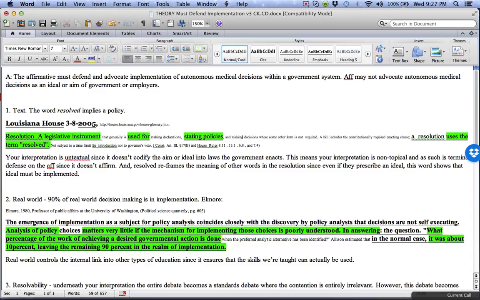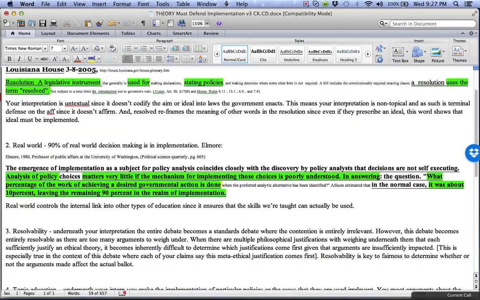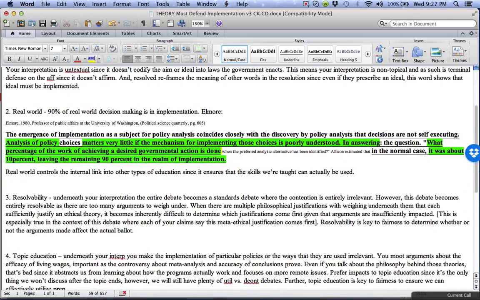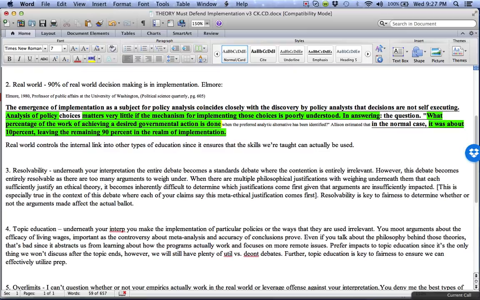Second standard is real world. 90% of real world decision making is implementation. Elmore: "Analysis of policy matters very little if the mechanism for implementing those choices is poorly understood. In answering what percentage of the work of achieving a desired governmental action is done, it was about 10%, leaving the remaining 90% in the realm of implementation." End quote. Real world controls the internal link into other types of education, so it ensures that the skills we're taught can actually be used. Also ensures that debate is not an intellectually masturbatory activity, where we're forced to actually discuss practical solutions that can be implemented in the real world.